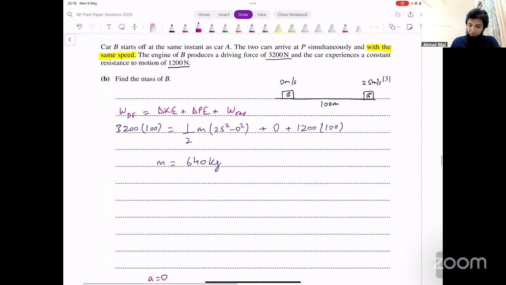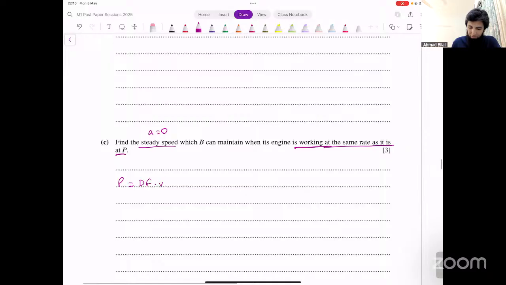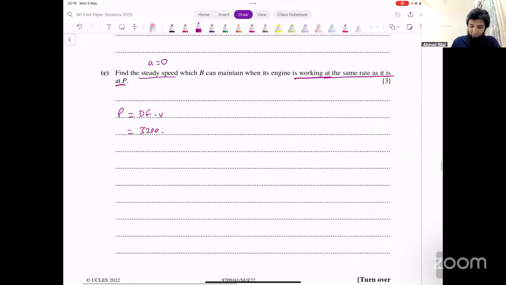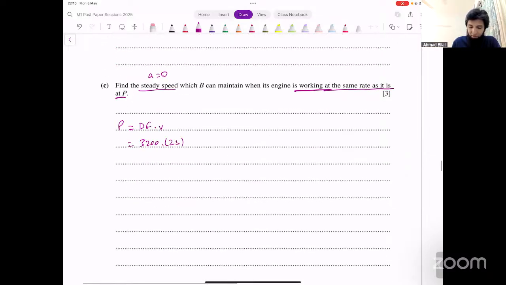We know the driving force, 3,200. At the point P, we know the velocity at that point P as well. That velocity was 25 meters per second. We multiply these two, and that's going to give us the power at that point. You can see what that turns out to be. 32, 64, 64 plus 16, that would be 80,000 watt, that's the power that we've got for the car B at that point.